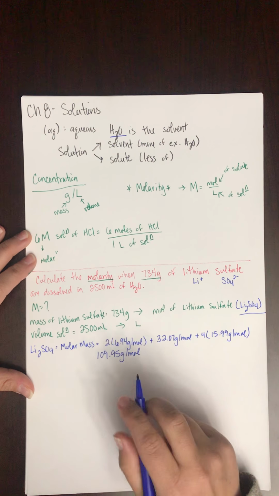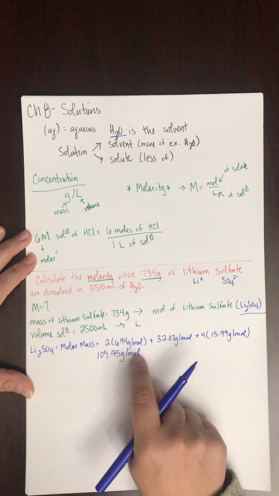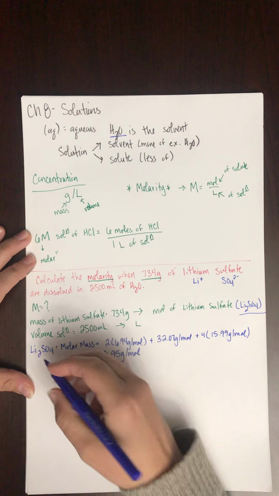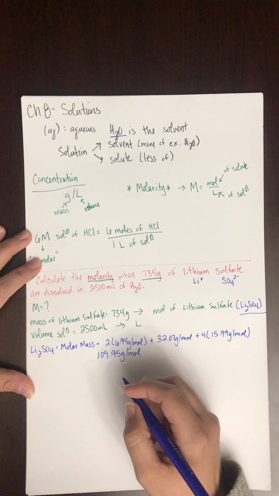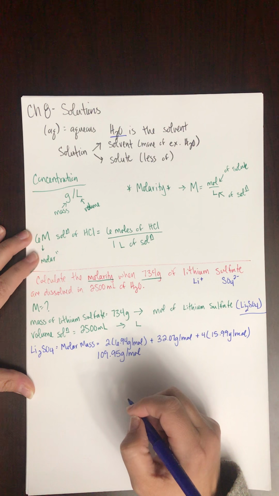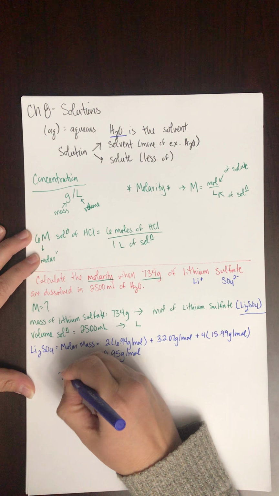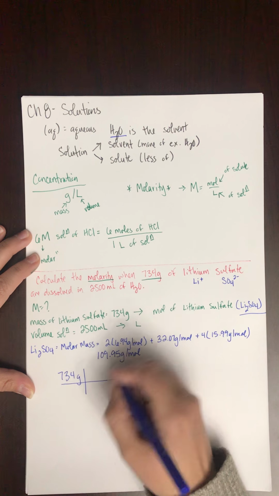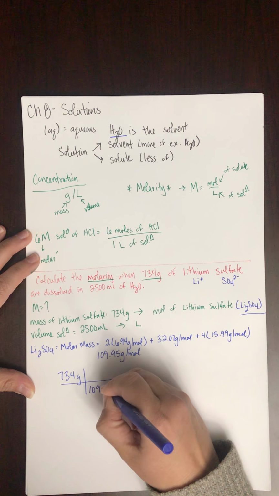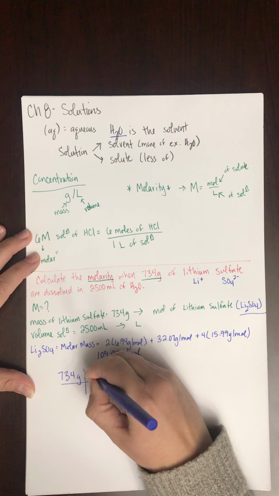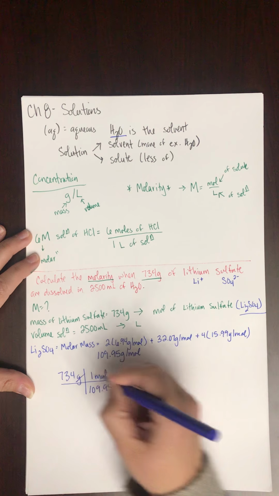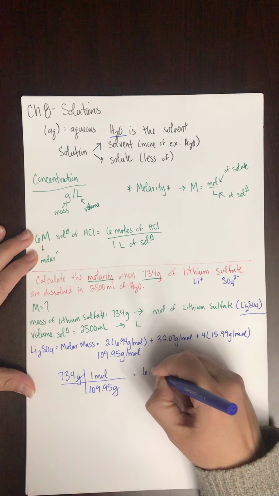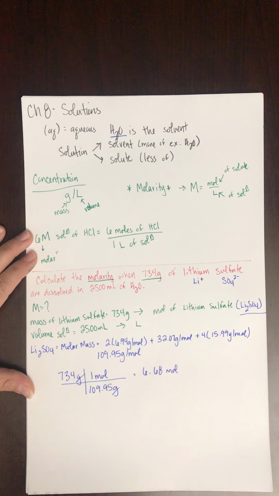This is a dimensional analysis problem, where anytime you have a problem that has 2 units in it, like this molar mass, you're going to use it as a conversion factor. So I'm going to convert 734 grams of lithium sulfate to moles of lithium sulfate. I'm going to say 734 grams of lithium sulfate divided by the molar mass, 109.95 grams of lithium sulfate per 1 mole of lithium sulfate. Grams will cancel and I'm going to be left with moles. So that means I have about 6.68 moles of lithium sulfate.